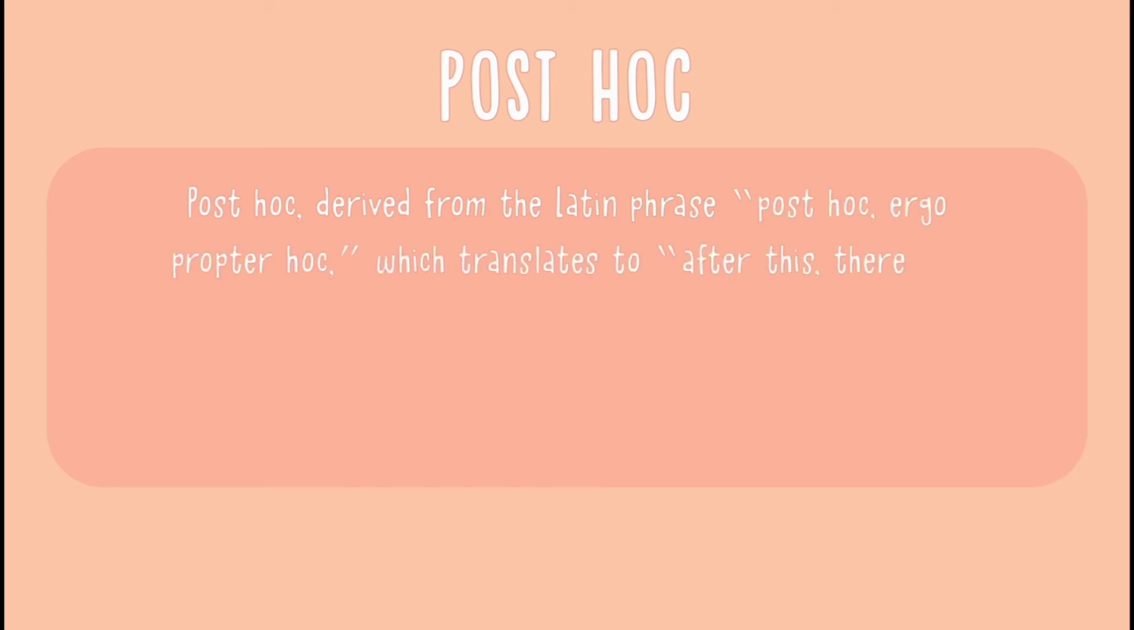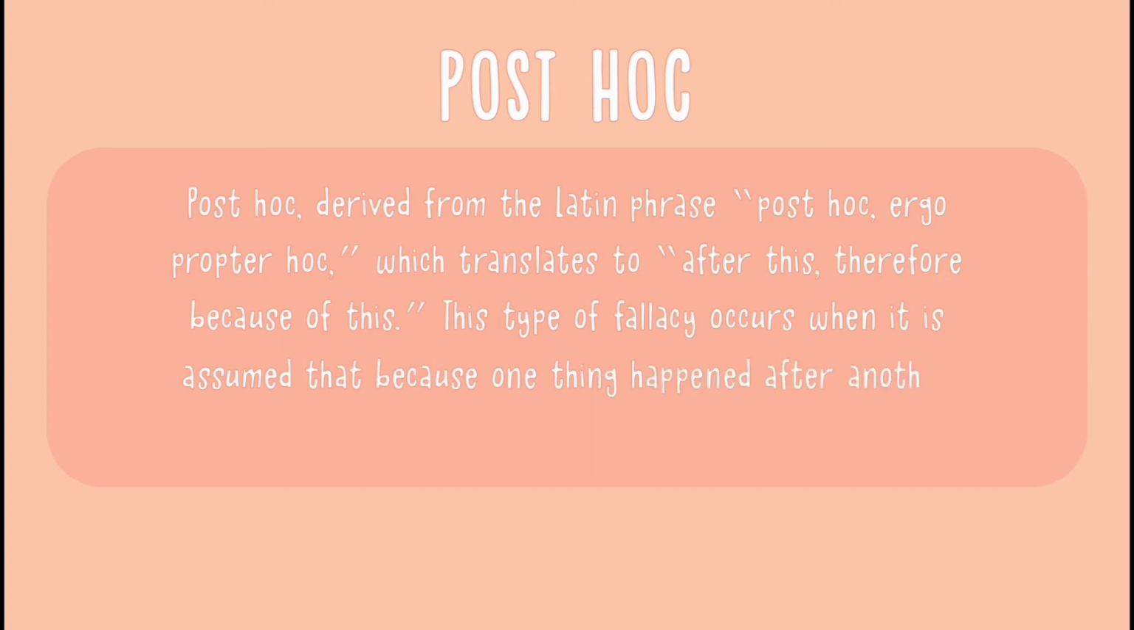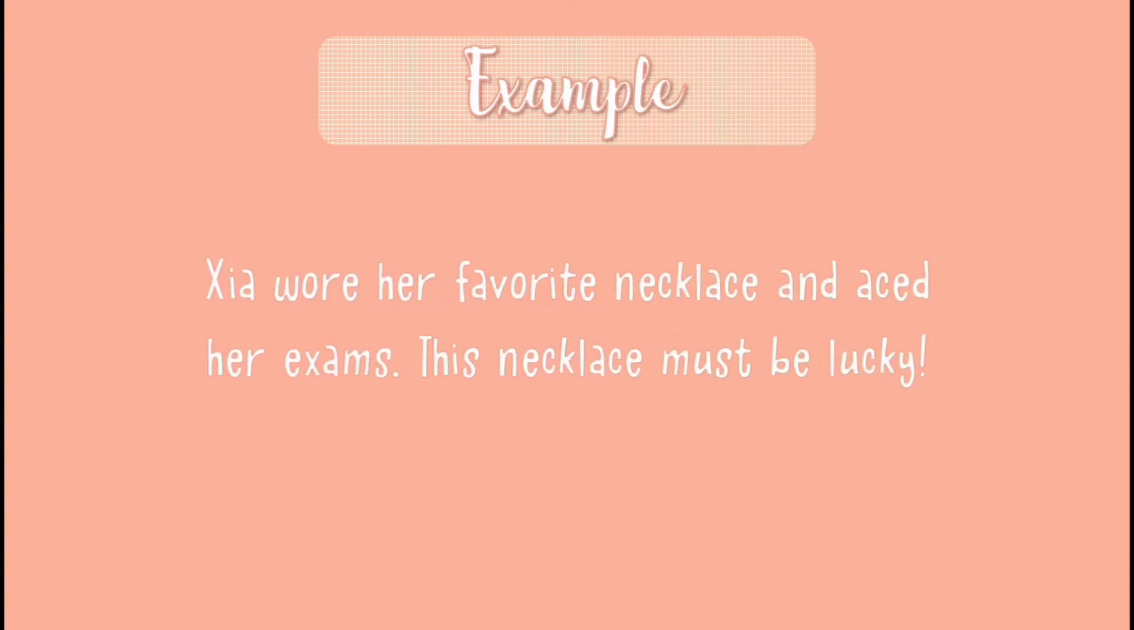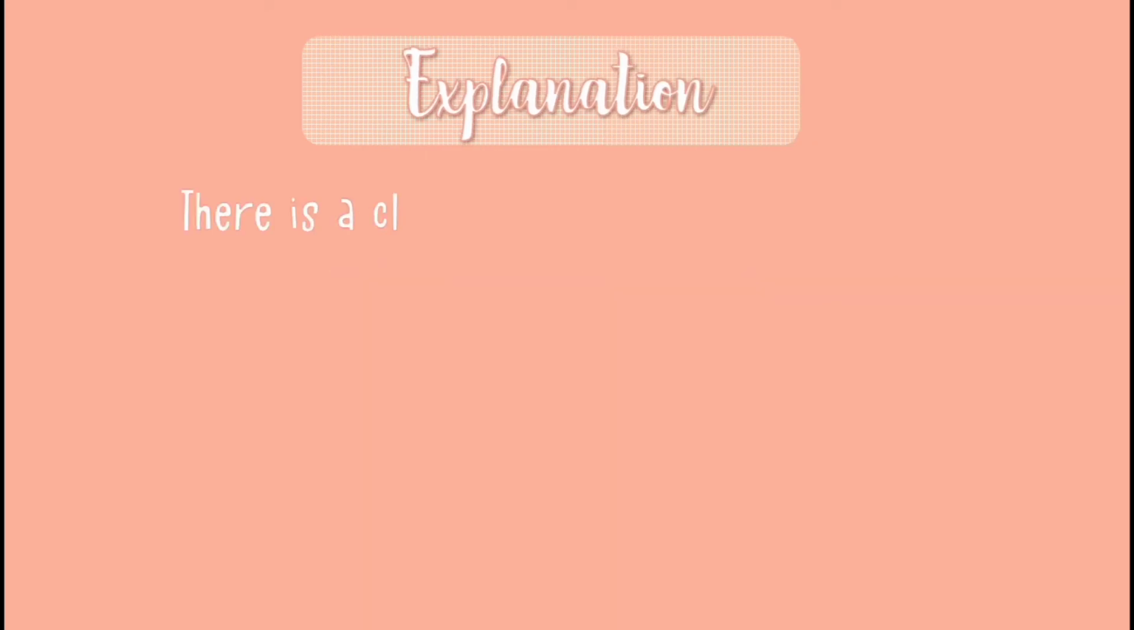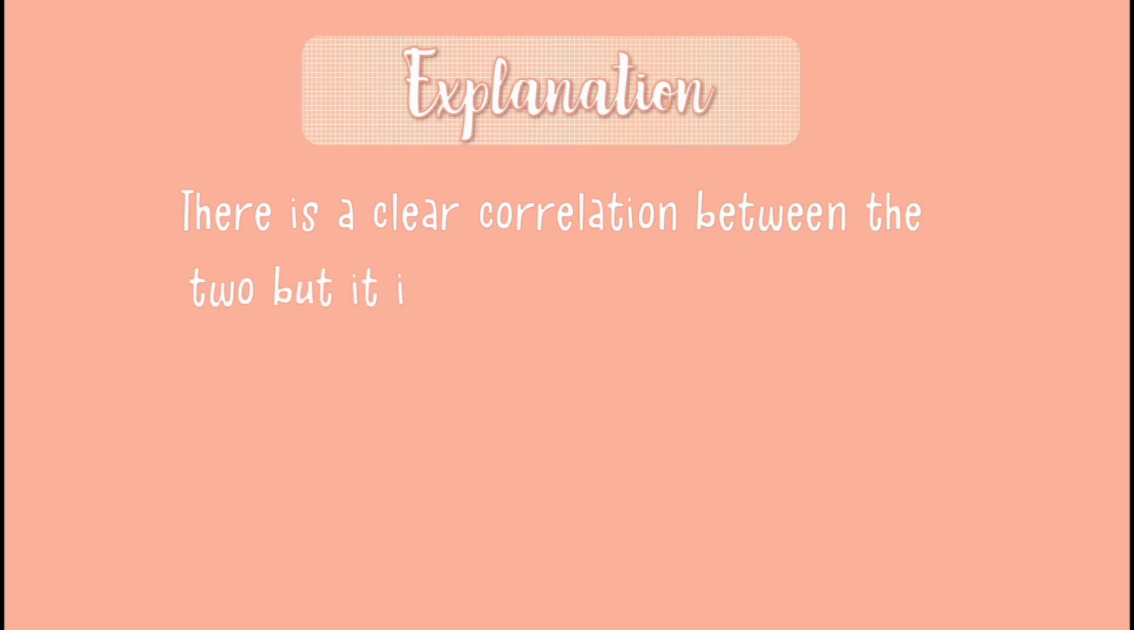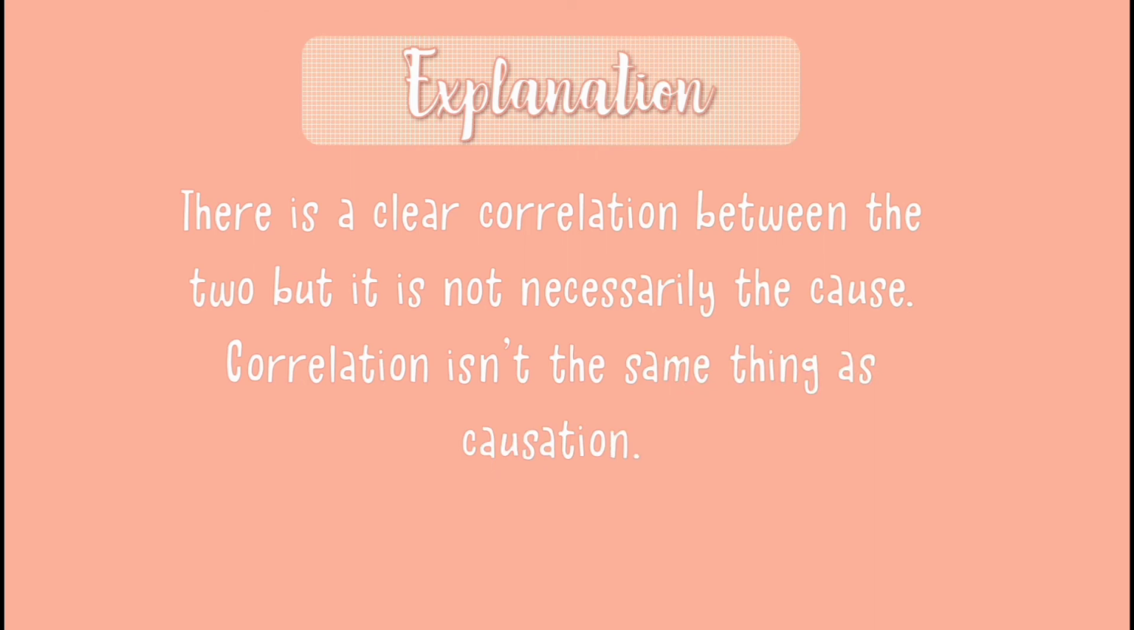Post hoc. Post hoc is derived from the Latin phrase post hoc ergo propter hoc, which translates to after this, therefore because of this. This type of fallacy occurs when it is assumed that because one thing happened after another, it must have happened as a result of it. For example, Sia wore her favorite necklace and aced her exams. This necklace must be lucky. Explanation. There is a clear correlation between the two, but it is not necessarily the cause. Correlation isn't the same as causation.